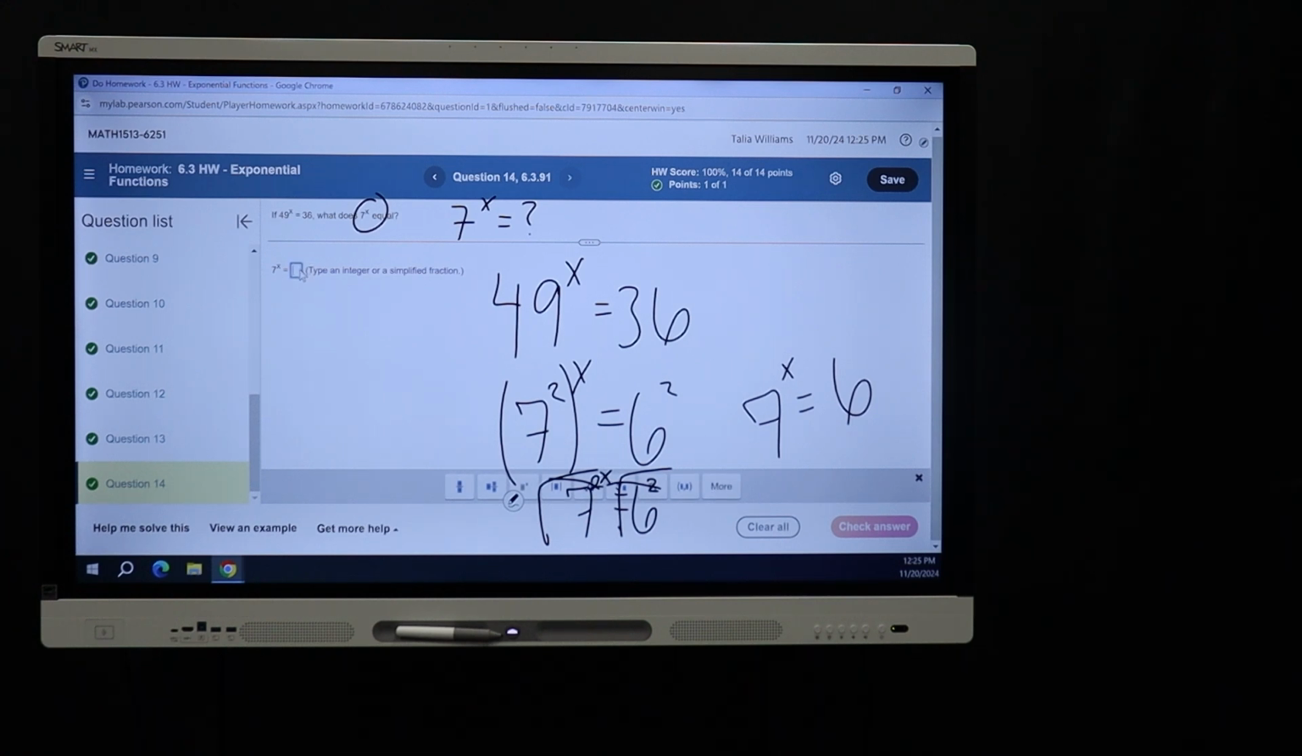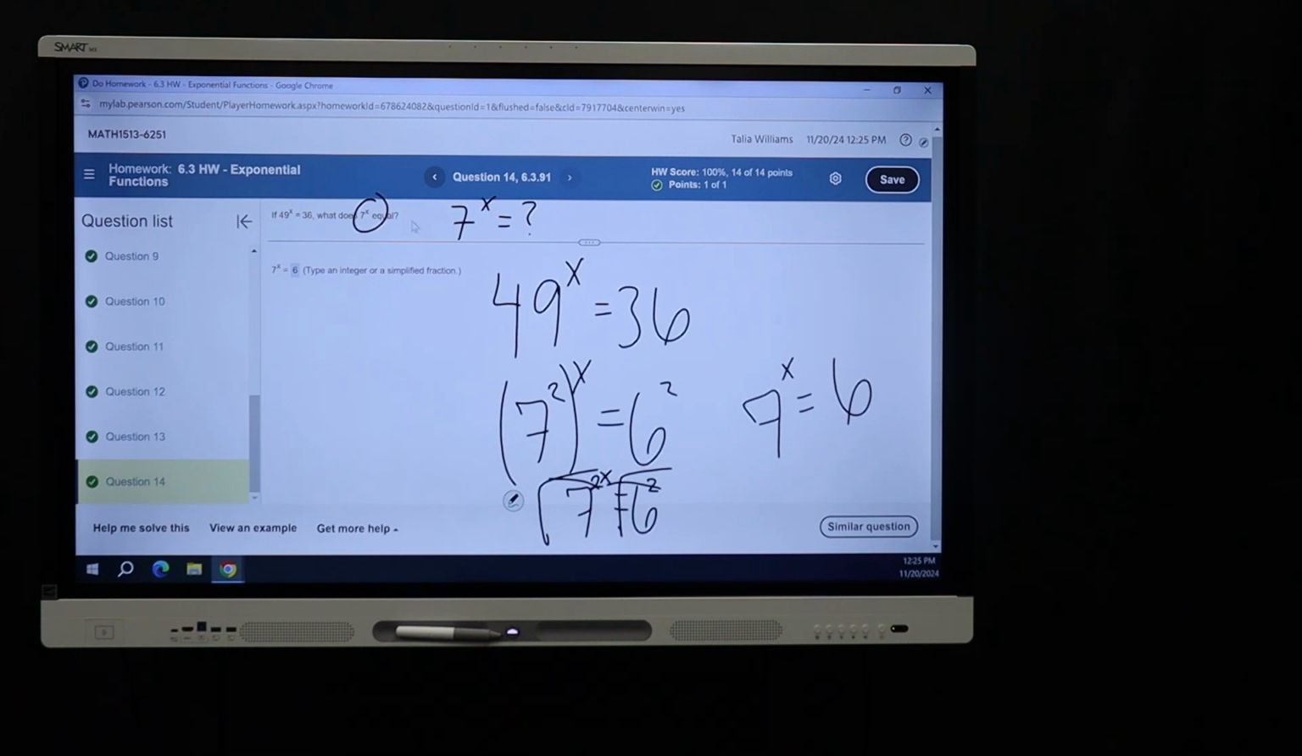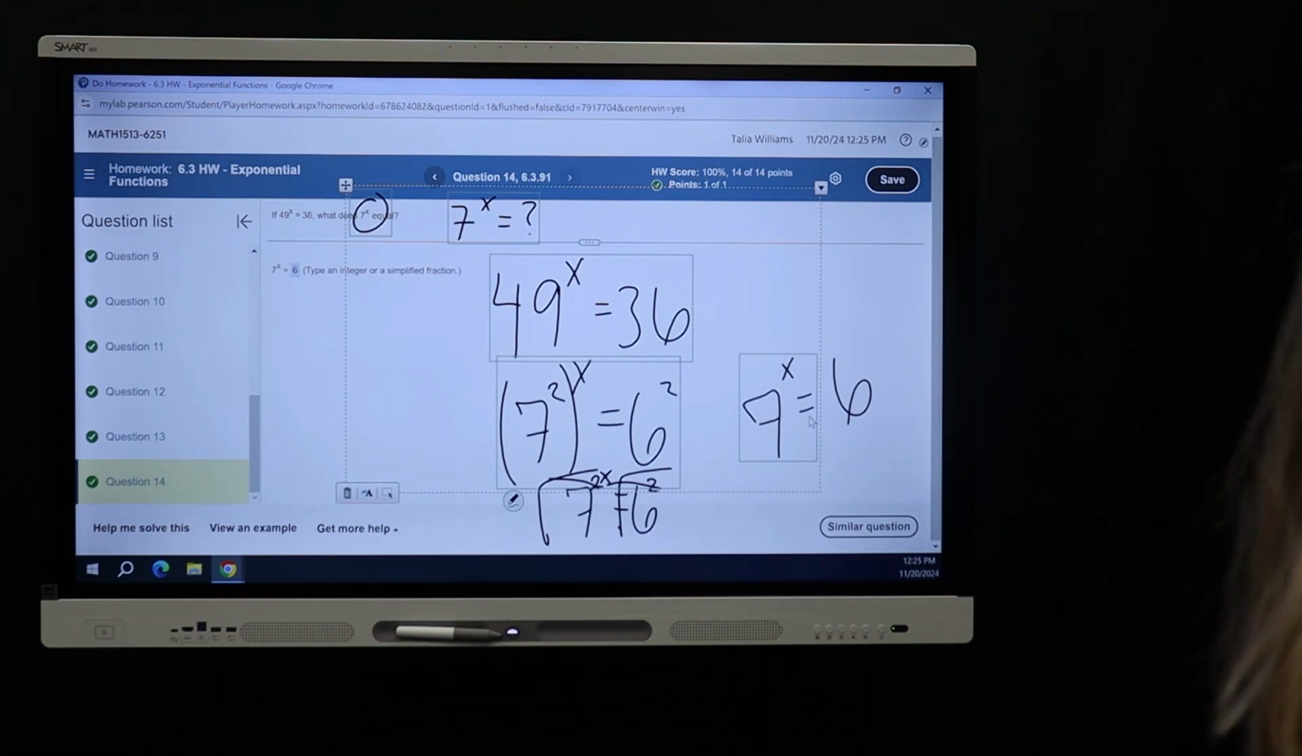That's a weird one, but it's not the worst problem we've ever seen. Oh, that's it. Okay. Email me if you have questions on that, y'all.